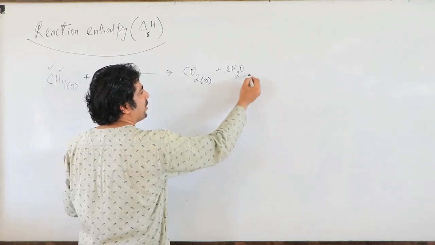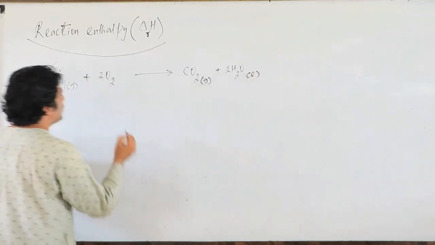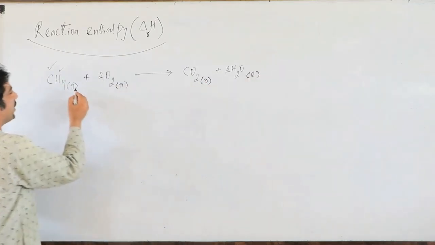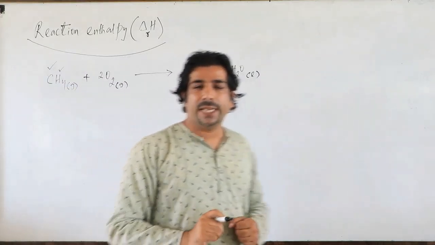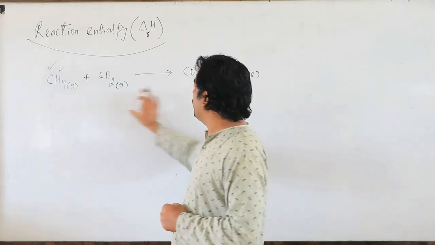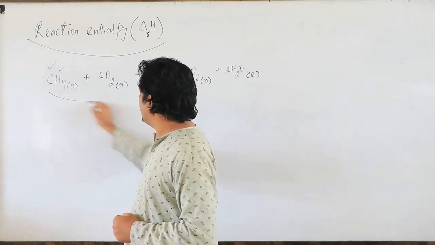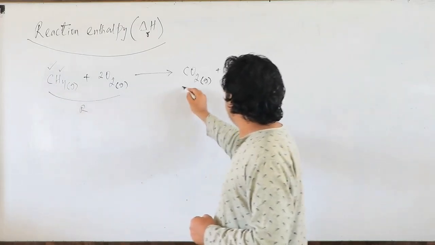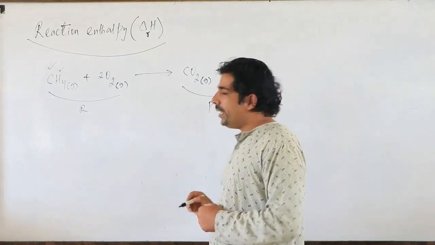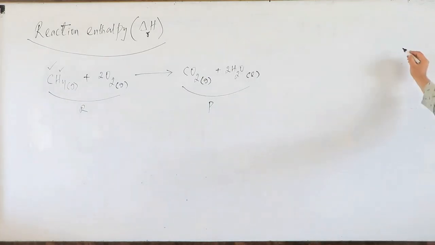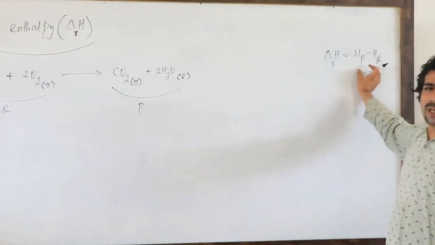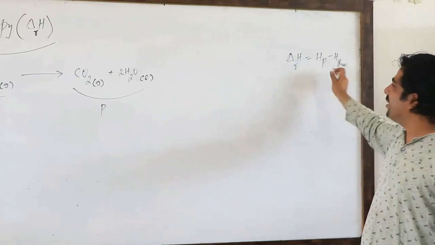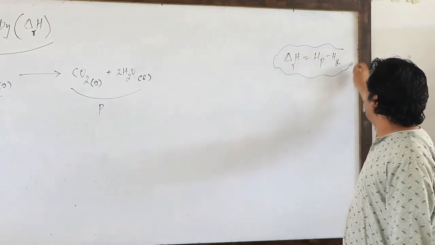This is gaseous, this is liquid, this is gaseous, and this is also gaseous. Now if I want to write down the delta HR for this chemical reaction, these are my reactants and these are my products. My dear friends, I was using this expression like this: delta HR is equal to HP minus HR. If you have only one product or one reactant, then this expression is enough.